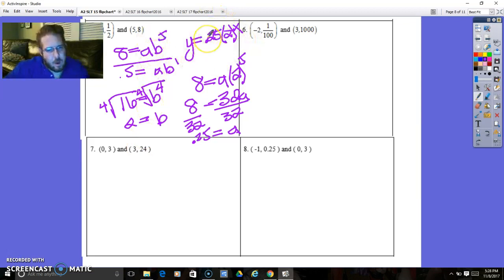Alright, so there is our equation. Pen was not working there. I think it just paused on its own. Not quite sure when. So you can see all the work that we had just done. So we found the a, 8 divided by 32 was 0.25. Then we construct the equation, a times b to the power of x.